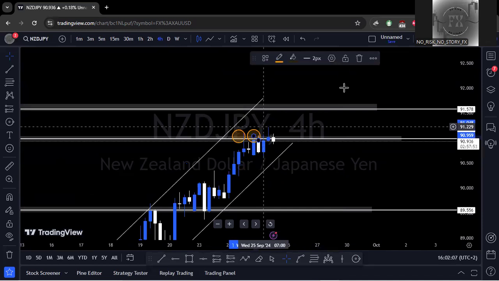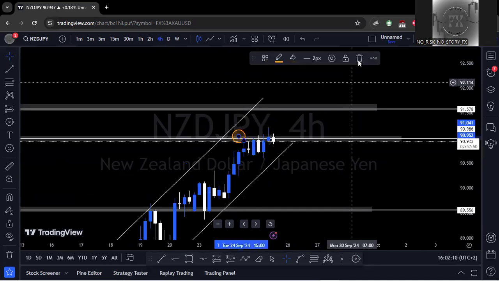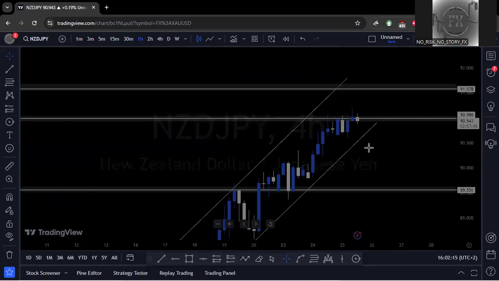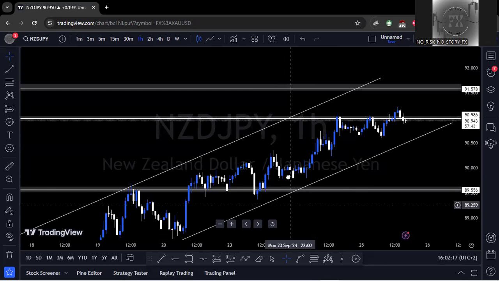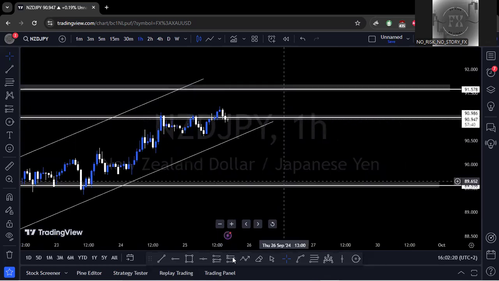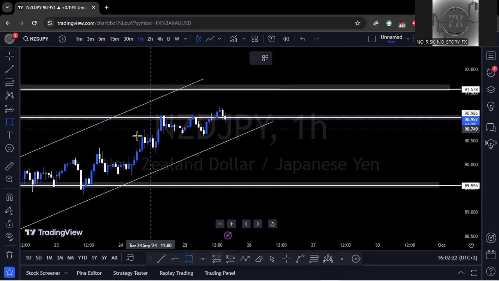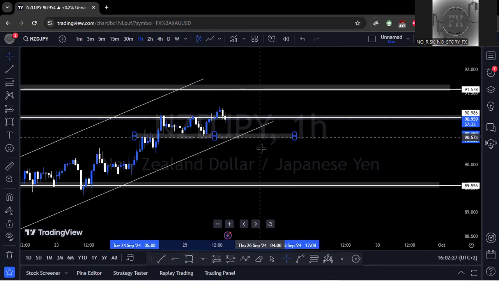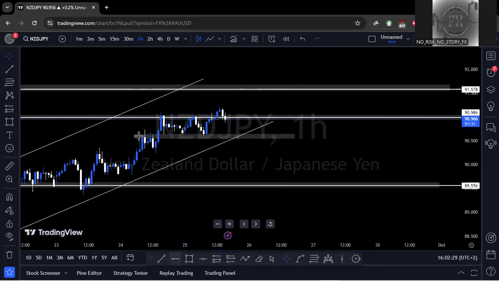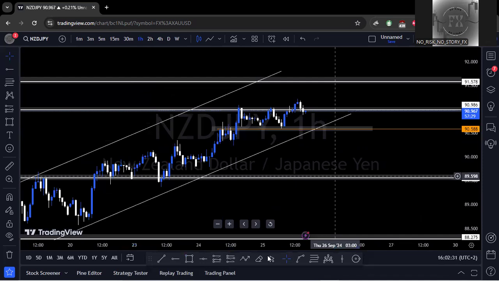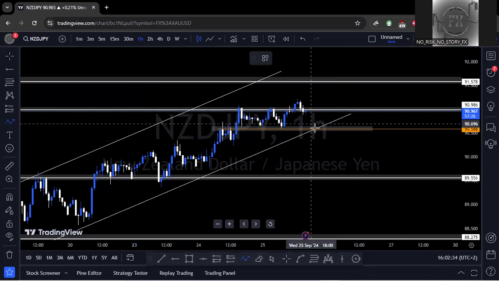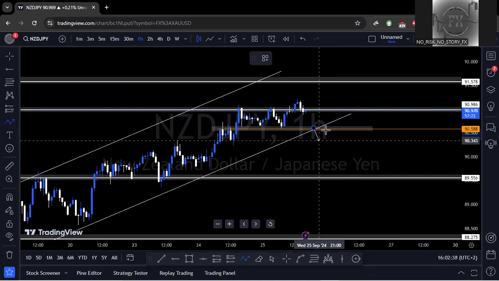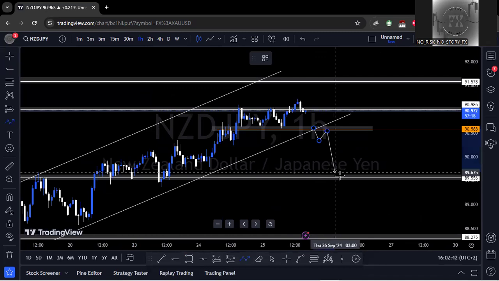So what we can anticipate here is that the market could do something like this, right? The market could come back around this zone here, come back around this zone, come back here, break this area, to then retest it and shoot to the downside.